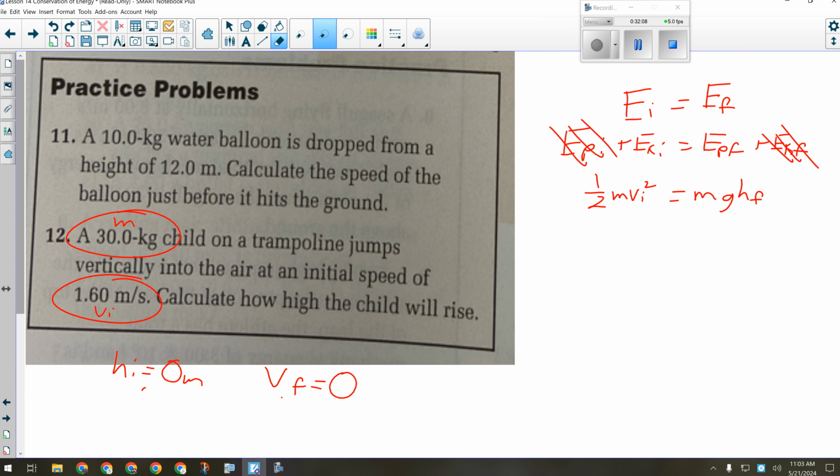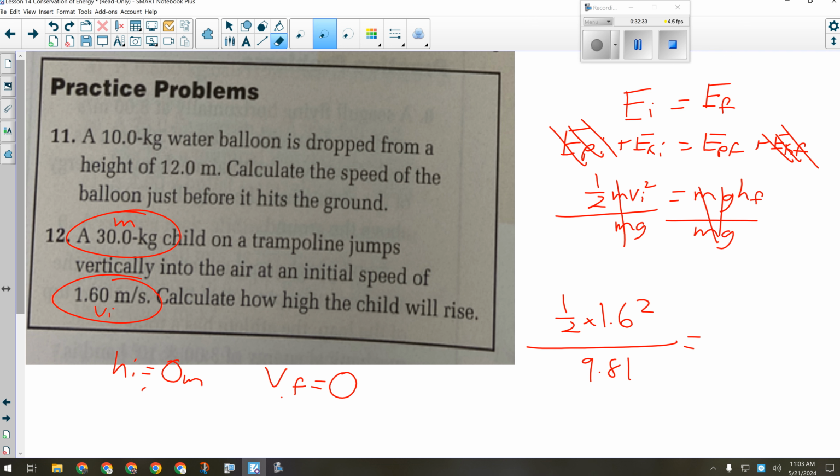Divide by m times g, yeah. All right, so if I divide by m times g, and I bring that over here, because there's no pluses or minuses anywhere, the m's will cancel and go away. Okay, and I'll be left with 1/2 times 1.6 squared, that was the speed, divided by 9.81.